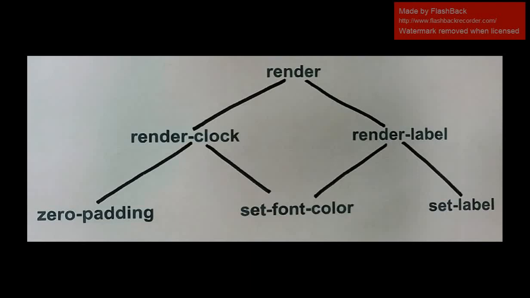So to clear things up about what just happened, this chart basically shows we started out with the render function, but we broke that into two helpers, render clock and render label, and we simply used render to put those two things onto the MPS. Render clock needed two helpers, zero padding to add the zero and set font color. And render label needed two helpers, one to set the appropriate label, and the other one, which was already written previously, to set the font color.